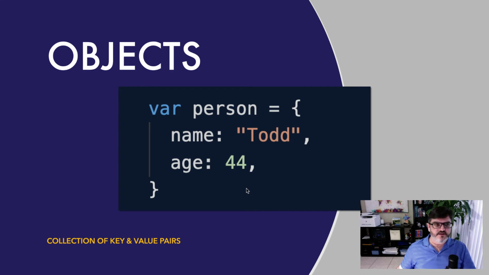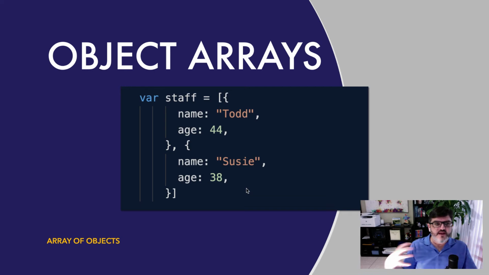And then you can even have an array of objects, right? So here I'm creating something. This is kind of combining the idea of an array and an object and saying, well, let's create a variable named staff where we have Todd, who's a person, right, with a name and an age, and Susie. I didn't use anyone for my real staff because I didn't want to reveal anyone's age. You're welcome.